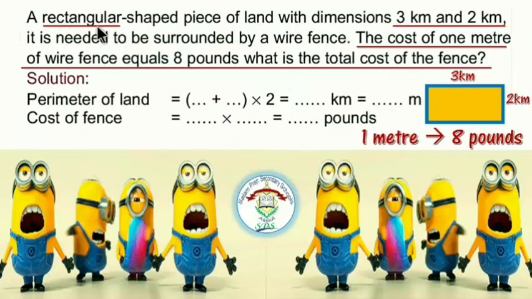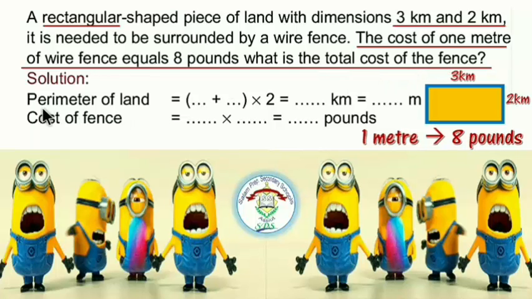Let's read this problem. A piece of land in the shape of a rectangle with dimensions 3 km and 2 km. 3 km is length, 2 km is width. It needs to be surrounded by a wire fence. The cost of 1 meter of wire fence equals 8 pounds. What is the total cost of the fence?